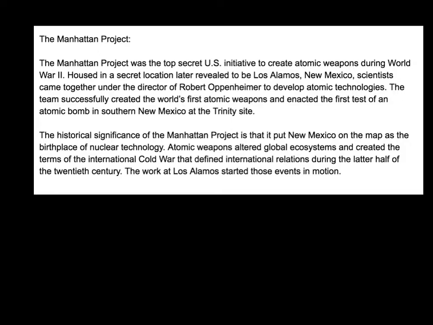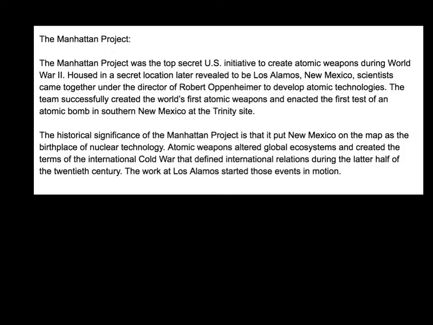Because historical significance is based on perspective, there are always a number of different ways to approach it. In this case, I've added a different paragraph to describe the historical significance of the Manhattan Project. Here, I've used that more formulaic way of saying the historical significance is. That's totally fine. You can go ahead and do that. In this case, I was thinking globally. I was talking about how the atomic program has altered the world in many ways.